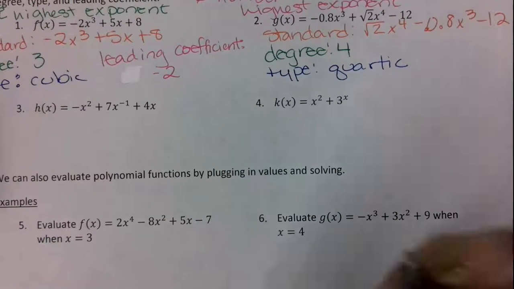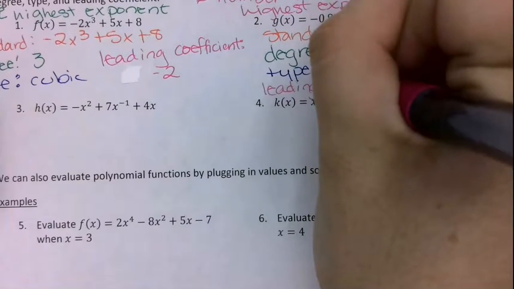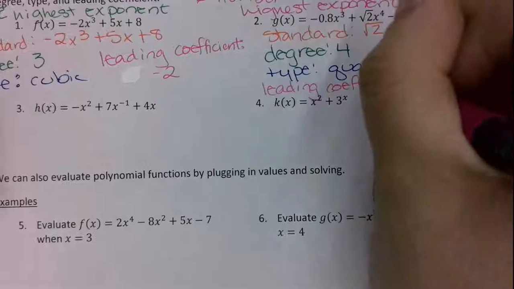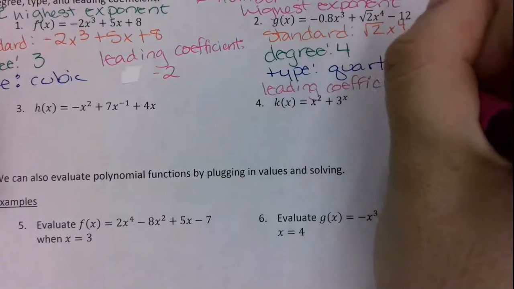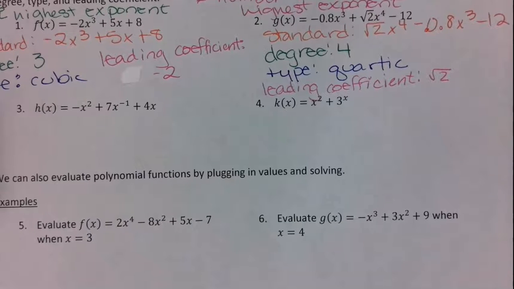And my leading coefficient, just square root of 2, because the coefficient just means the number. The x was taken care of with the degree.